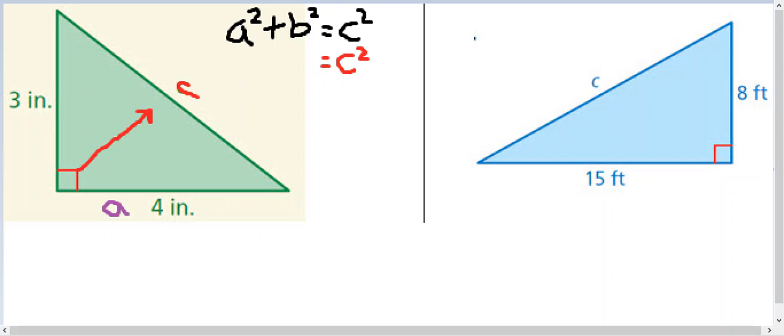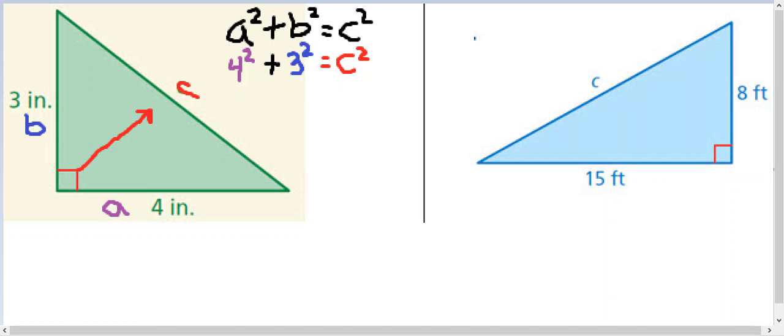And then I want to label my A. So I can know that A and B touch this right angle. So that would be A, and I know A is 4 now, so I'm going to plug that in for A, 4 squared. Then I want to label B. B is my other leg, the other side touching the right angle, and I can see that's 3, so that's 3 squared. Now I can start to simplify and solve for C.